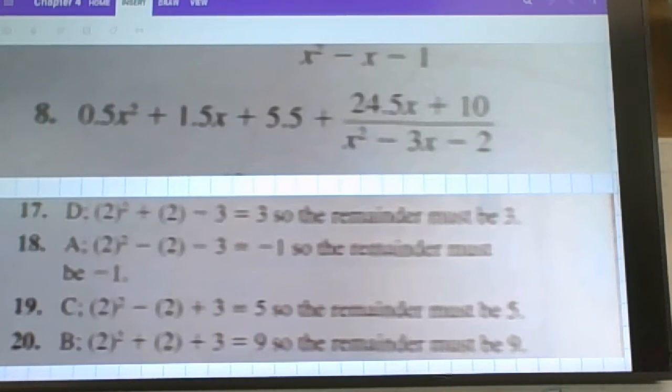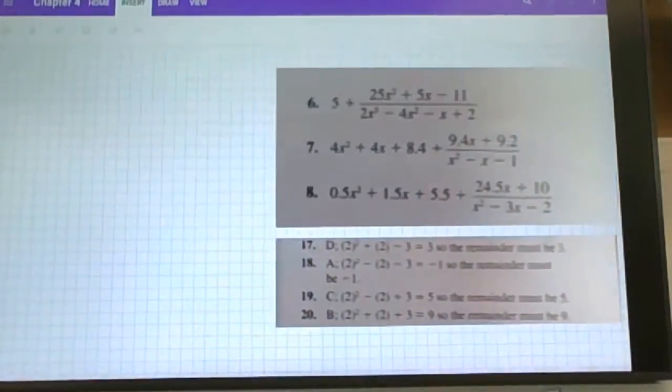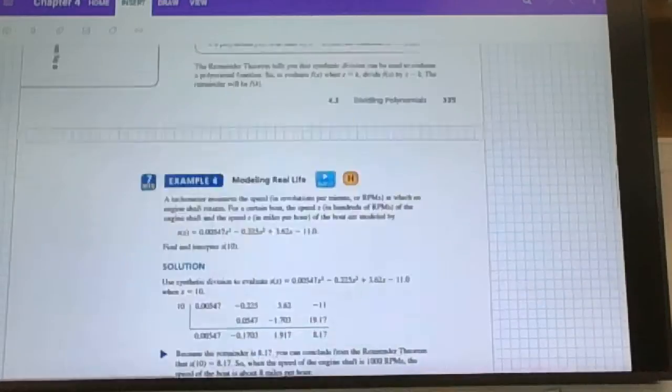Does anyone have questions about long division? All right. So number 2 from Bellwork was to write the definition of synthetic division. So I'm gonna head there now. Did you guys do number 2 from Bellwork? Yes.